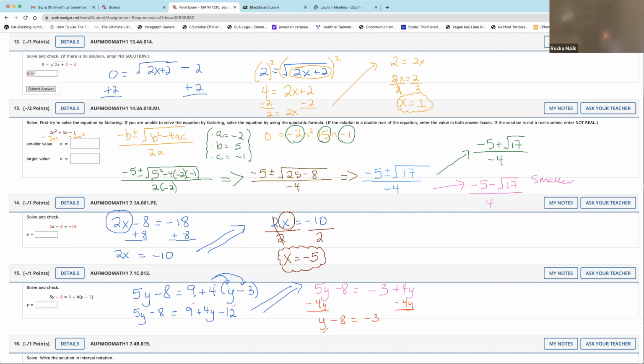Now I want to get the y by itself, so I'm going to move the 8. The 8 is connected to the y by subtraction. I'm going to do the opposite of that to move him. Plus 8. Y equals 5, because 8 minus 3 is 5.